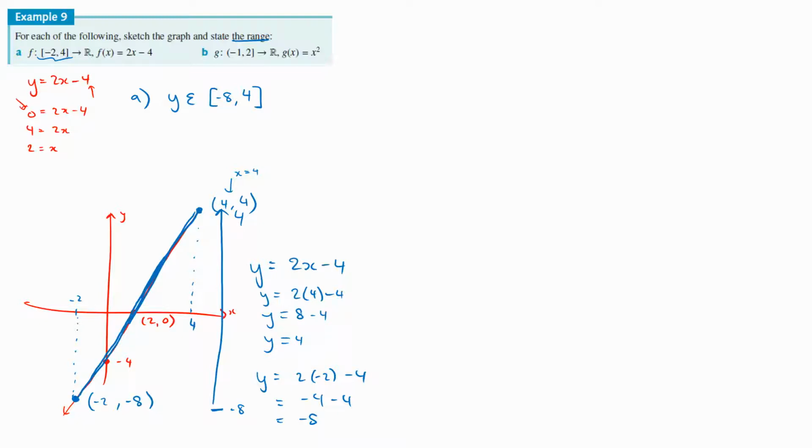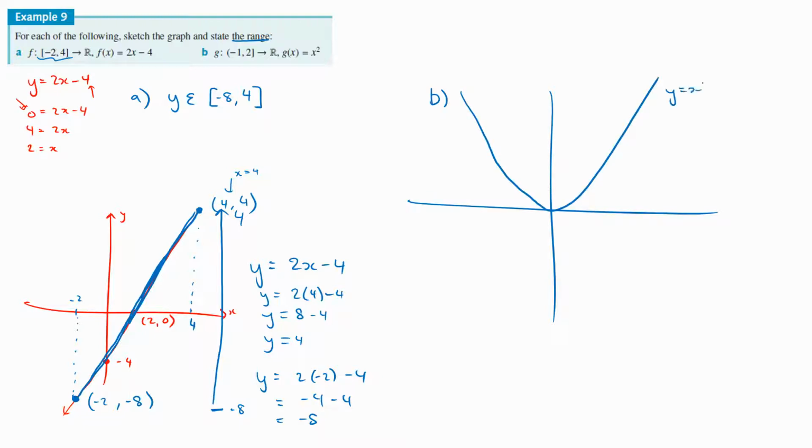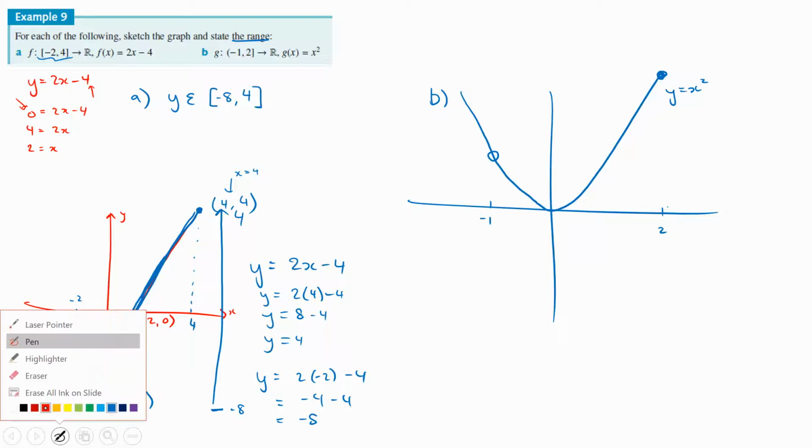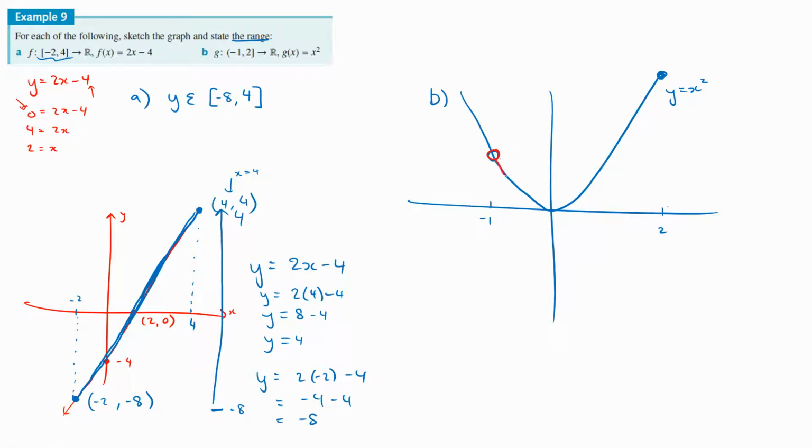So if I were to do B, same concept. B says not inclusive at -1, and the graph is an x squared graph. With an x squared graph, this is what a parabola looks like, y equals x squared. Okay, I've got -1, so let's say -1 is here, and let's say 2 is over here. It's inclusive at 2, but not inclusive at -1. So really my graph looks like this. I've got not inclusive at -1, all the way up until 2, and it's inclusive. Okay, so just ignore the blue line. That's what my graph looks like, and I want to find my range.